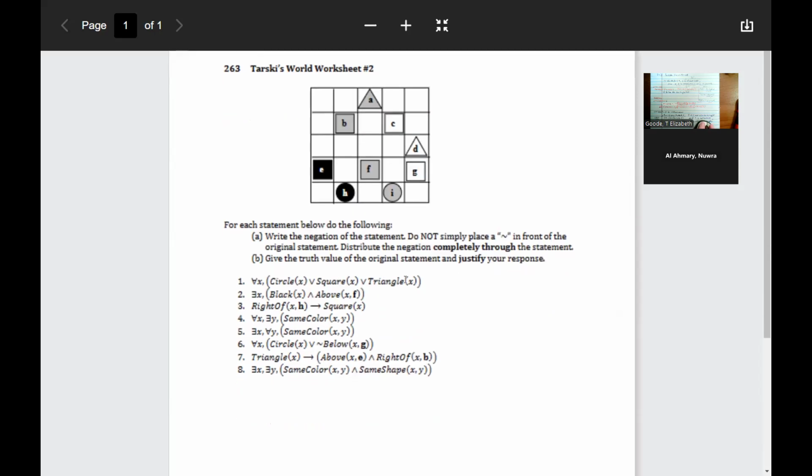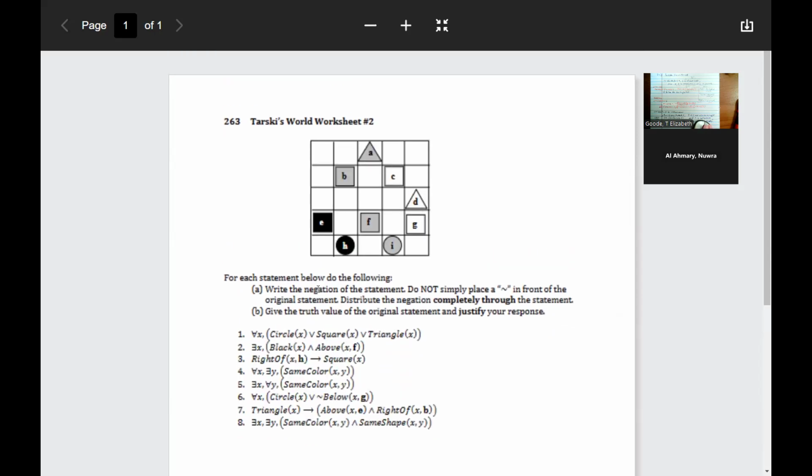So here are some examples of statements, and we can practice working with quantifiers by looking at each statement one by one and negating it first. Just write the negation. Don't just write a not in front of it, but bring it through using De Morgan's laws or any other rules that we know. Make sure you address the quantifier, and then give the truth value of the original statement and justify it. So here's one. Number 6 is easy because it only has one quantifier, for all.